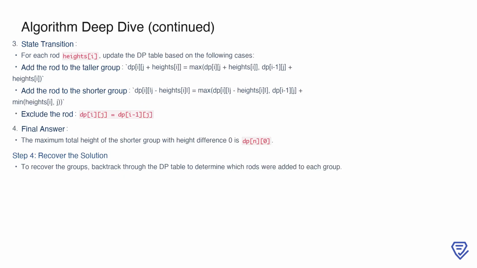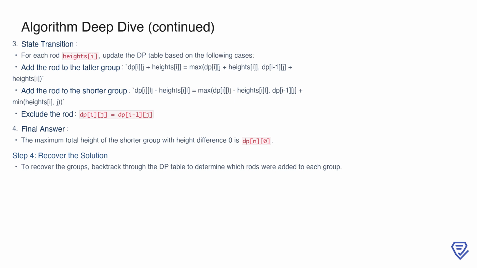The next step involves defining the state transitions for our DP table. For each rod in the array, we have 3 main choices. First, we could add the rod to the taller group. In this case, the height difference increases, and the new value in the table at dp[i][j + heights[i]] would be the maximum of its current value and the previous value at dp[i-1][j], plus the rod's height. Second, we could add the rod to the shorter group.